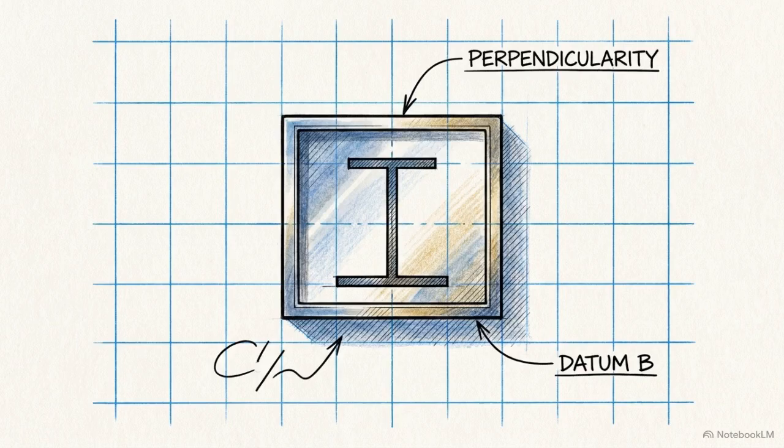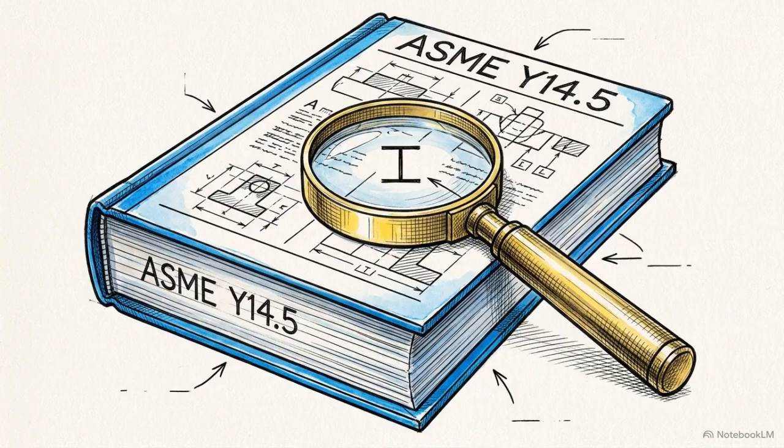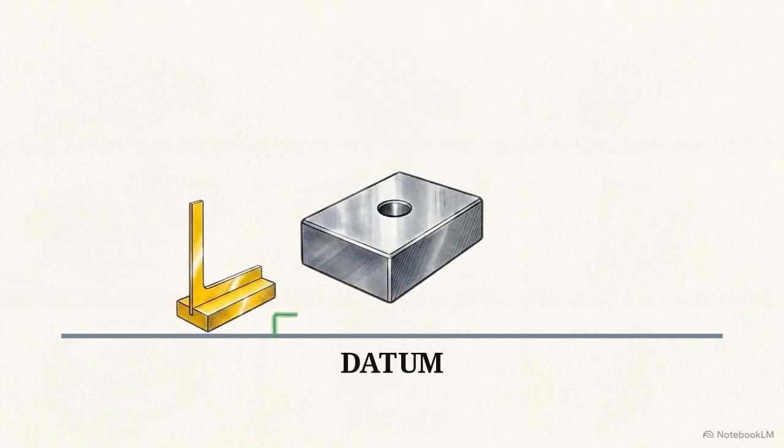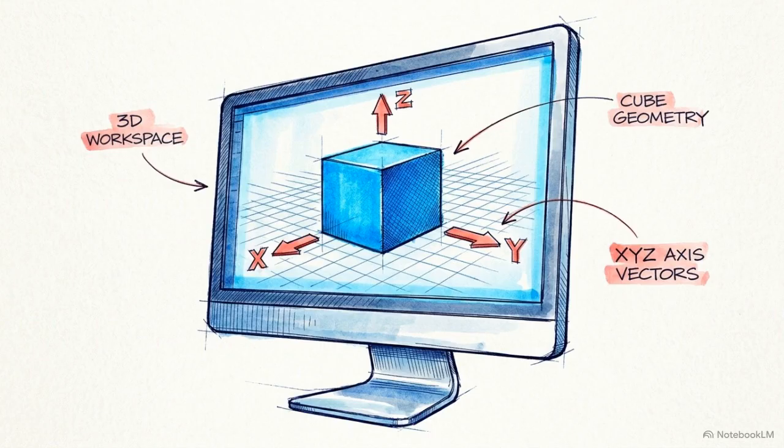In GD&T, it is represented by an upside-down T inside a feature control frame. The ASME Y14.5 standard defines the symbol as perpendicularity. It dictates that a feature, whether a flat surface or a cylindrical axis, must remain at exactly 90 degrees relative to a specified datum. Perfect right angles only exist in CAD software.